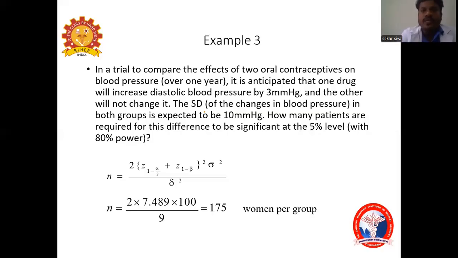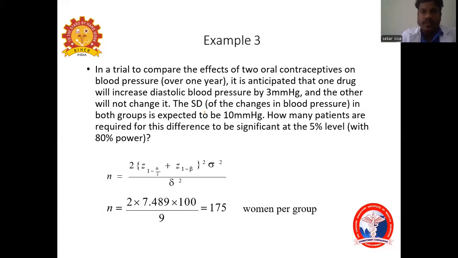Okay, here they mentioned the standard deviation. The changes in blood pressure in both groups are expected to be 10 mmHg. How many patients are required for the difference to be significant at the 5% level? Okay, that is 2 into Z1 minus alpha by 2 plus Z1 minus beta, the whole square, into standard deviation the whole square, by the difference.